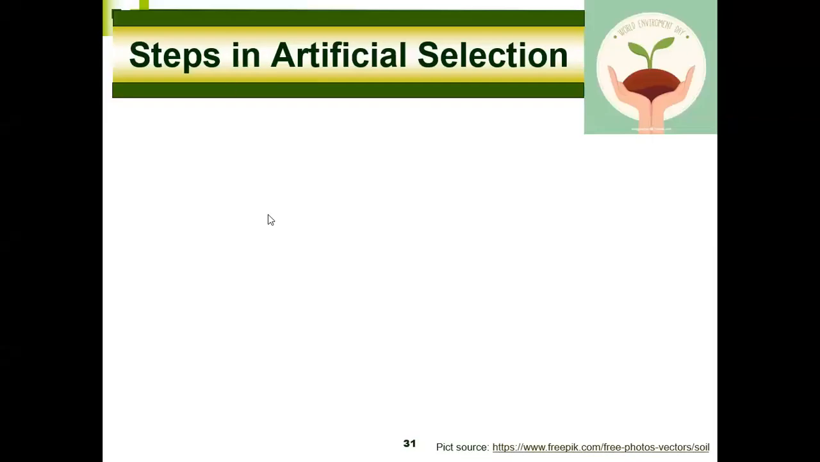Okay, class, let's recap what we have done for the steps in artificial selection, and then we will see some examples, right? So, humans act as a selective agent or selection pressure.